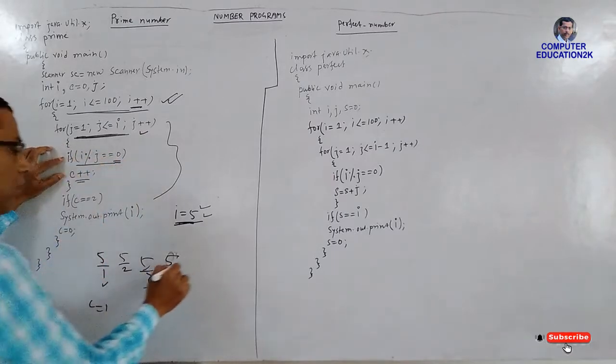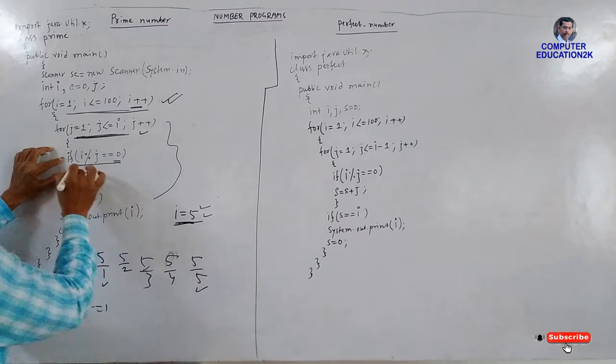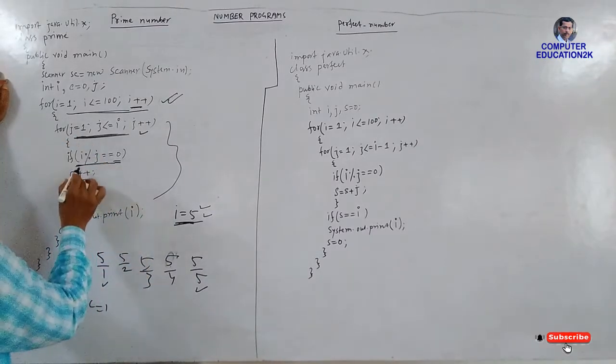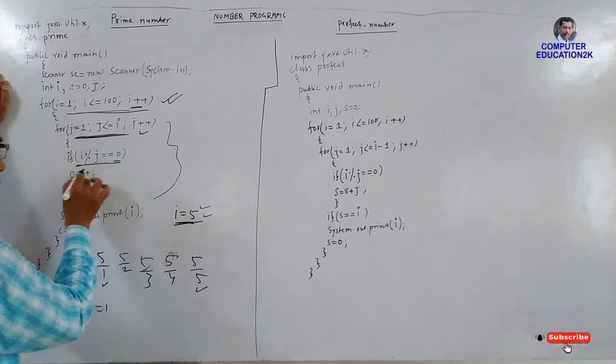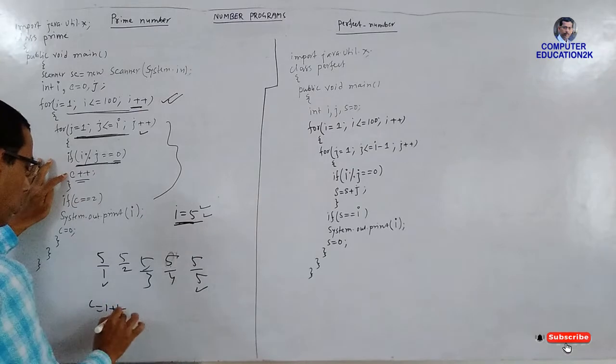Next time J will be 5. So 5 by 5. Is it divisible? Yes, it is divisible. This condition is true. When J is 5, at last J will be 5. So I is already 5. So 5 by 5, this condition is true. And then C value will increase. Now C will become 2.